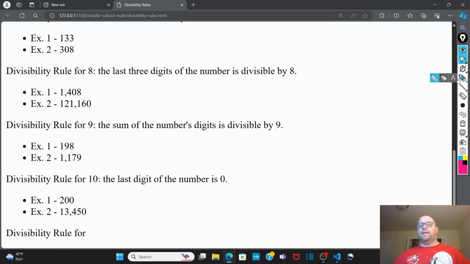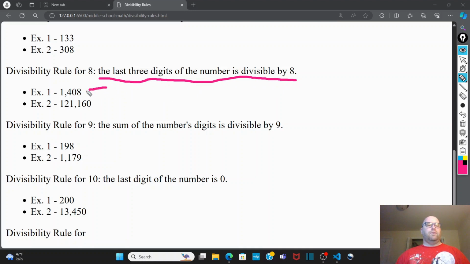Okay, let's look at the divisibility rule for 8. The last 3 digits of the number should be divisible by 8. So we've got 1,408. 408 should be divisible by 8. Let's just check. So 408.